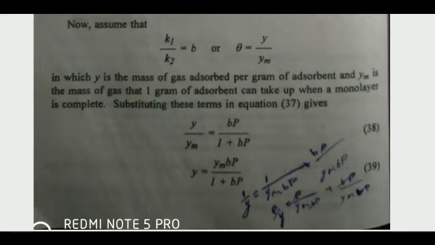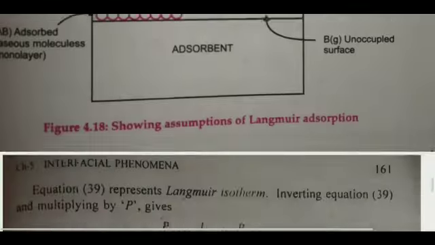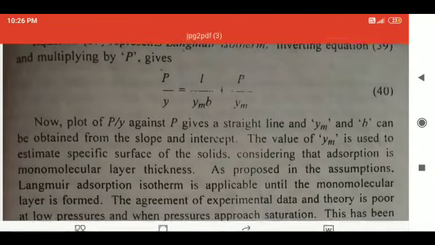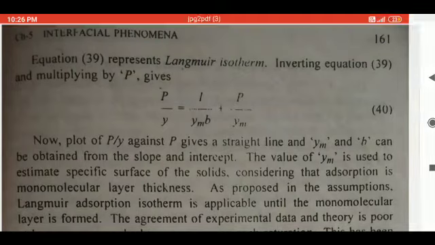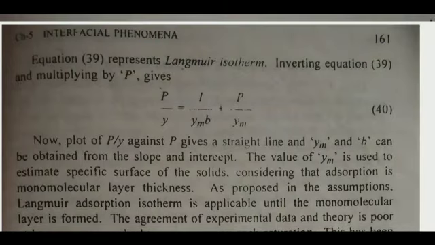So the equation can be inverted: 1 by y is equal to 1 by ym plus 1 by ymbp. This equation can be multiplied by p: p by y is equal to p by ym plus p by ymbp. In the above equation, p can be cancelled and bp can be cancelled, to obtain the Langmuir isotherm equation: p by y is equal to 1 by ymb plus p by ym.